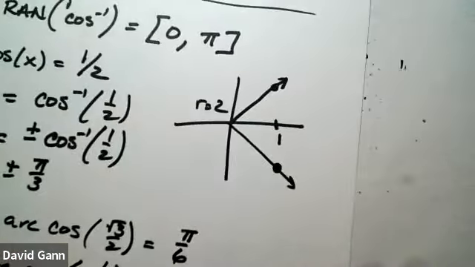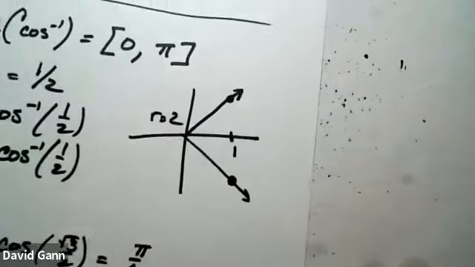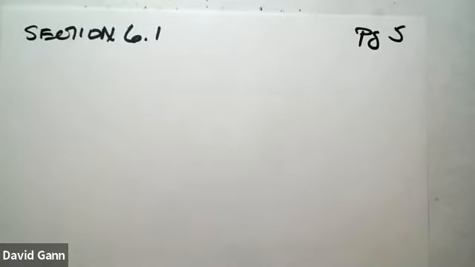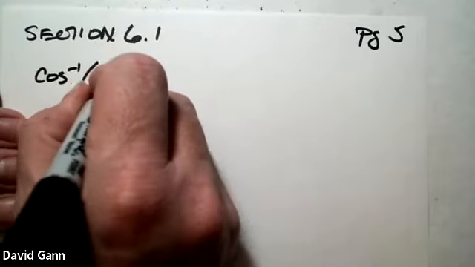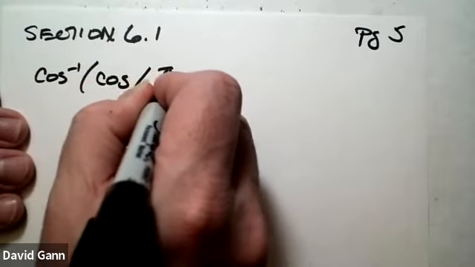So let's see what else we got. These are pretty simple here. We'll get to some harder ones. So section 1, page 5. Okay, so let's try something where we're mixing them up. We've got maybe like inverse cosine of the cosine of pi over 3.